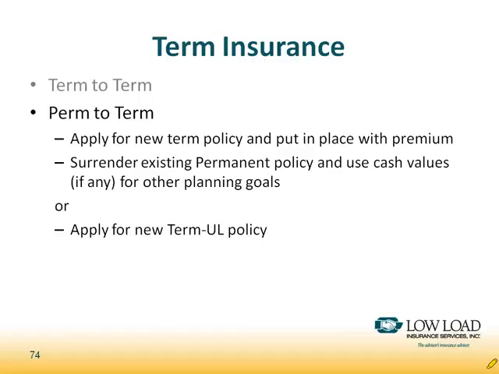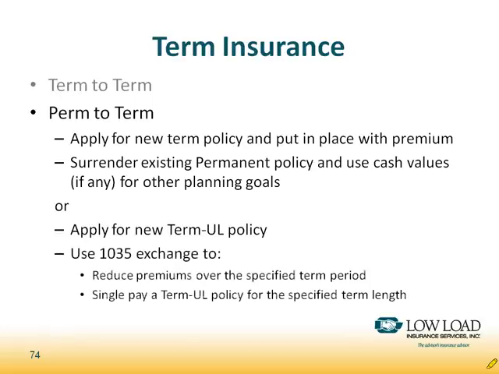is to apply for one of the new term UL policies. And these are universal life contracts with a 10, 15, 20, 25, 30-year guaranteed fixed initial premium that looks just like a term policy. But one of the neat things these can do is, because it is on a universal life chassis, it can accept a 1035 exchange from an existing permanent policy.